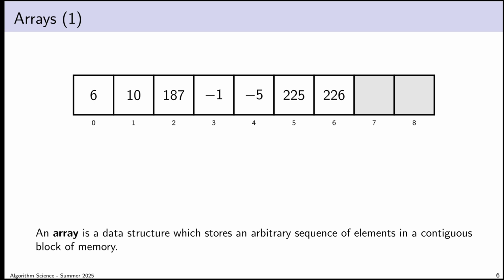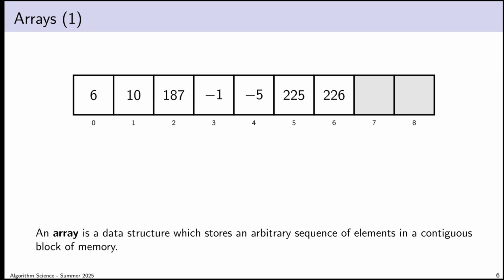So an array is a data structure that stores a sequence of elements in a contiguous block of memory. Although in this course we work in this very abstract domain, and we don't talk too much about computer memory, we do need to make certain assumptions about how data is laid out because they can have impacts on the running time of things.